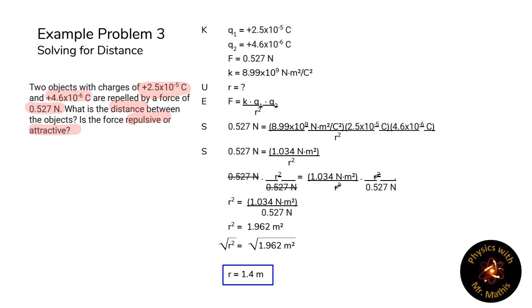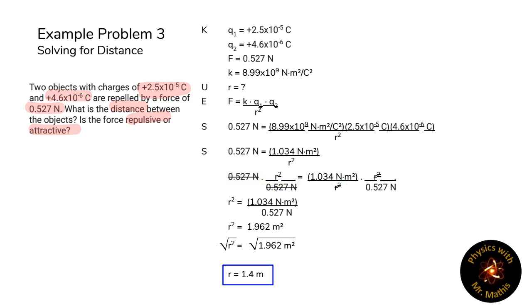For our next step, we need to get the r, our unknown, off of the bottom of the fraction and get it isolated on one side of the equation. I'm sort of combining two steps here. I multiplied both sides of the equation by r squared divided by 0.527 newtons. You could do that in two steps and multiply both sides by r squared and then divide both sides by 0.527 newtons, but I did them together in one step just to speed things up a little bit. On the left side of the equation, you see that 0.527 newtons cancels out, and on the right side, you see that r squared cancels out.